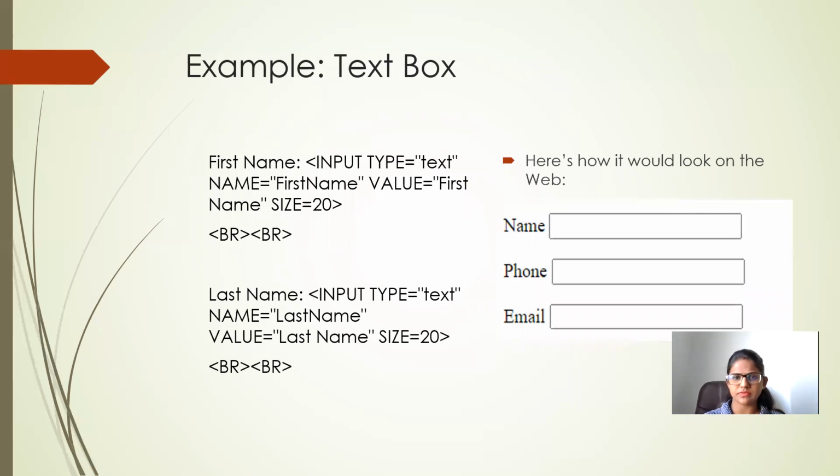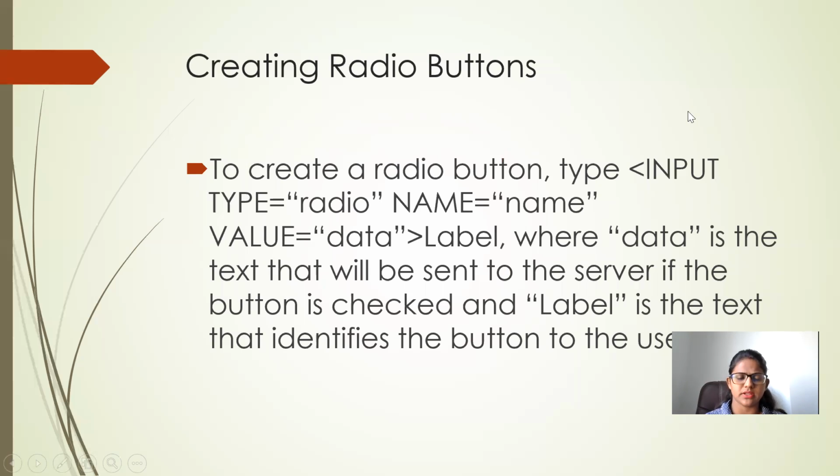Now after text box, we'll talk about radio buttons. Creating the radio buttons. To create a radio button, type input type radio, name, value, data, label, where the data is the text that will be sent to the server if the button is checked, and the label is the text that identifies the button to the user.